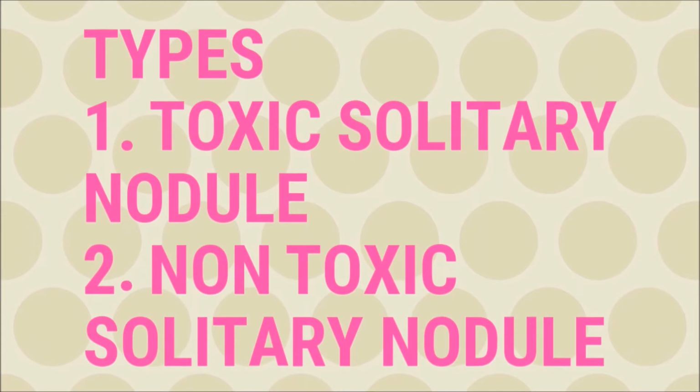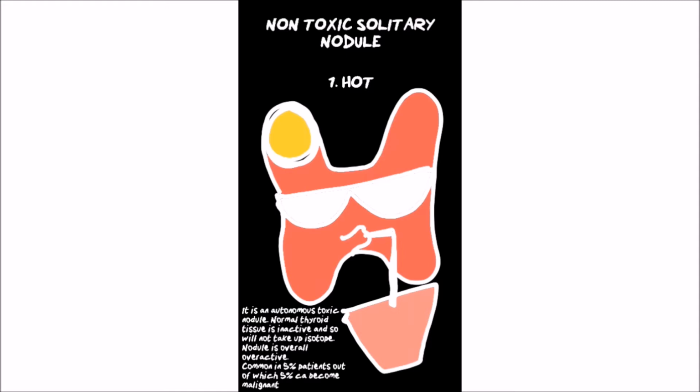Solitary nodule goiter is of two types. It may be a toxic solitary nodule or it may be a non-toxic solitary nodule. A non-toxic solitary nodule is of further three types. It may be hot. In a hot nodule, it is an autonomous toxic nodule. The normal thyroid tissue is inactive and so it will not take up any isotope. The nodule is overall overactive. It is common in 5% of the patients, out of which 5% may become malignant.